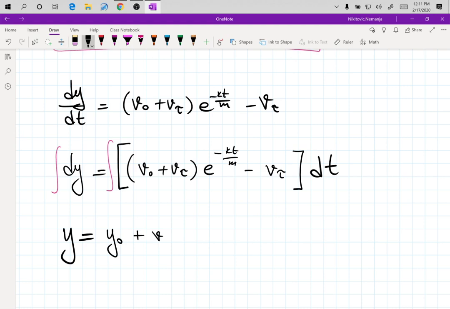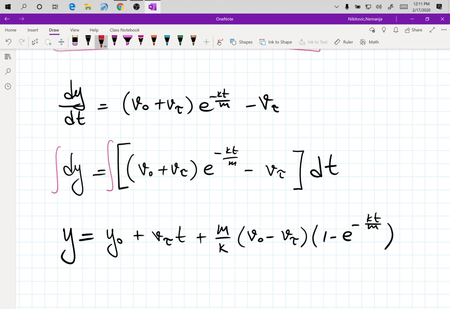Plus v tau t plus 1 over rho, so that's m over k. And then we have v0 minus v tau, 1 minus e to the negative kt over m. There we go. So this equation here gives you a position in respect to time.